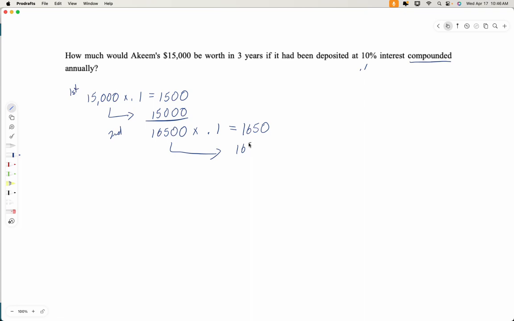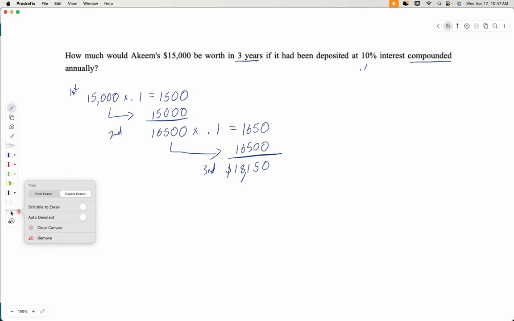16,500. And this is the third year balance. So we have $18,150 after 3 years. After the first year, oh, I'm sorry, I did that backwards. Not backwards, but just not enough. Let me erase. This is the original amount. This would be at the end of the first year. Sorry, this would be at the end of the second year.